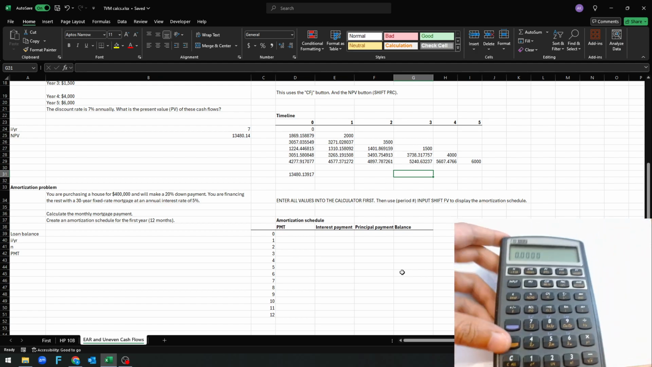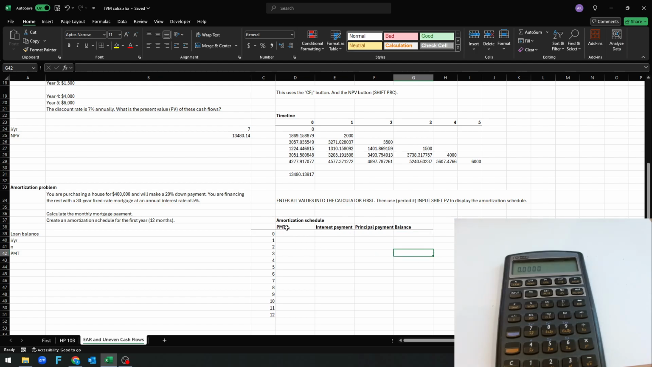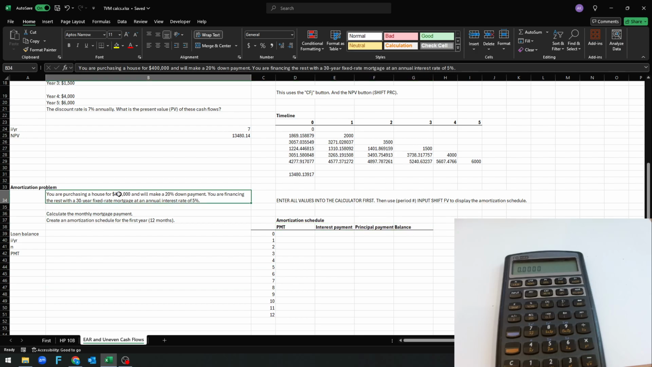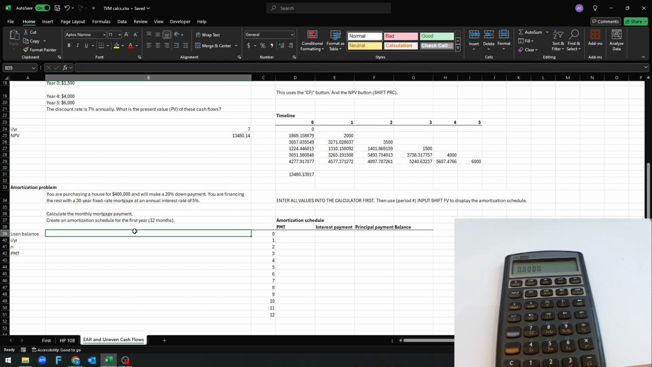Again, clear the memory. So in amortization problems, we're going to have to build these amortization schedules. So here's the fact pattern. We're buying a house for $400,000. We're going to make a 20% down payment. So this is the price of the house. This is not the amount of the mortgage, since some of this is equity that we're putting into the house. 30-year fixed rate mortgage, very standard. Interest rate 5%. Okay. So what is the loan balance? Loan balance is going to be 400,000 times 0.8. Because we're putting in 20% as equity, and we're borrowing the remaining 80%.